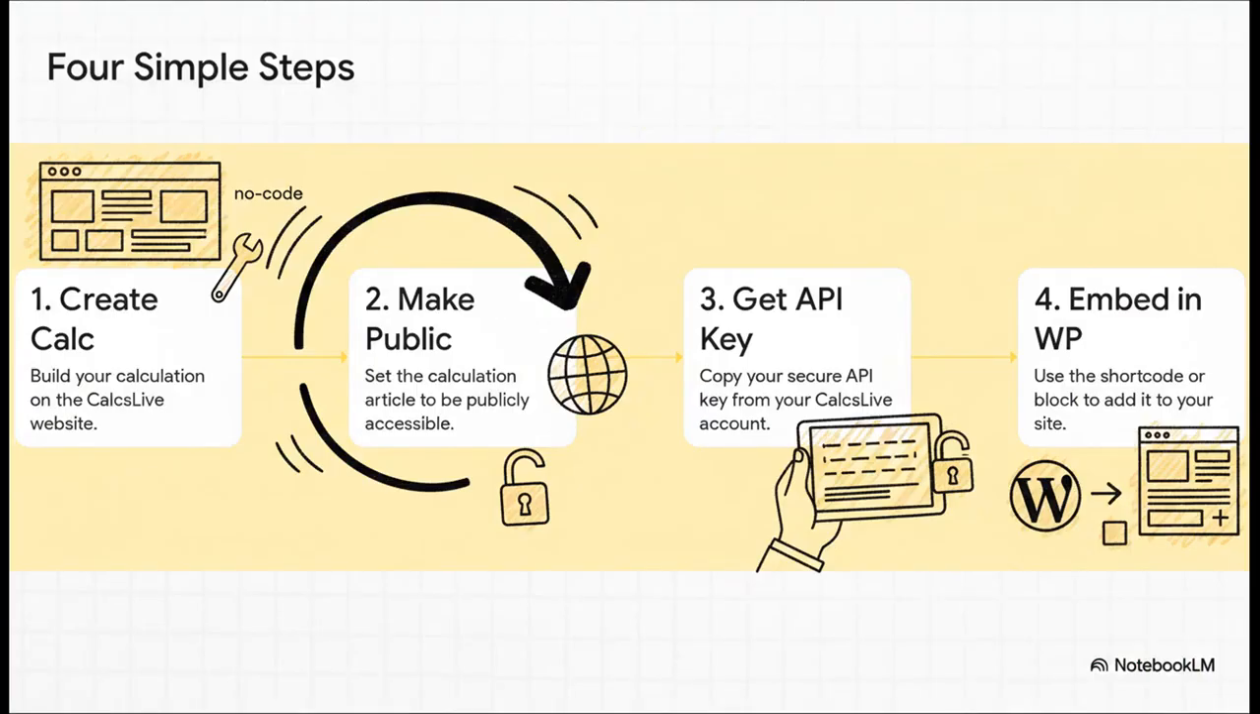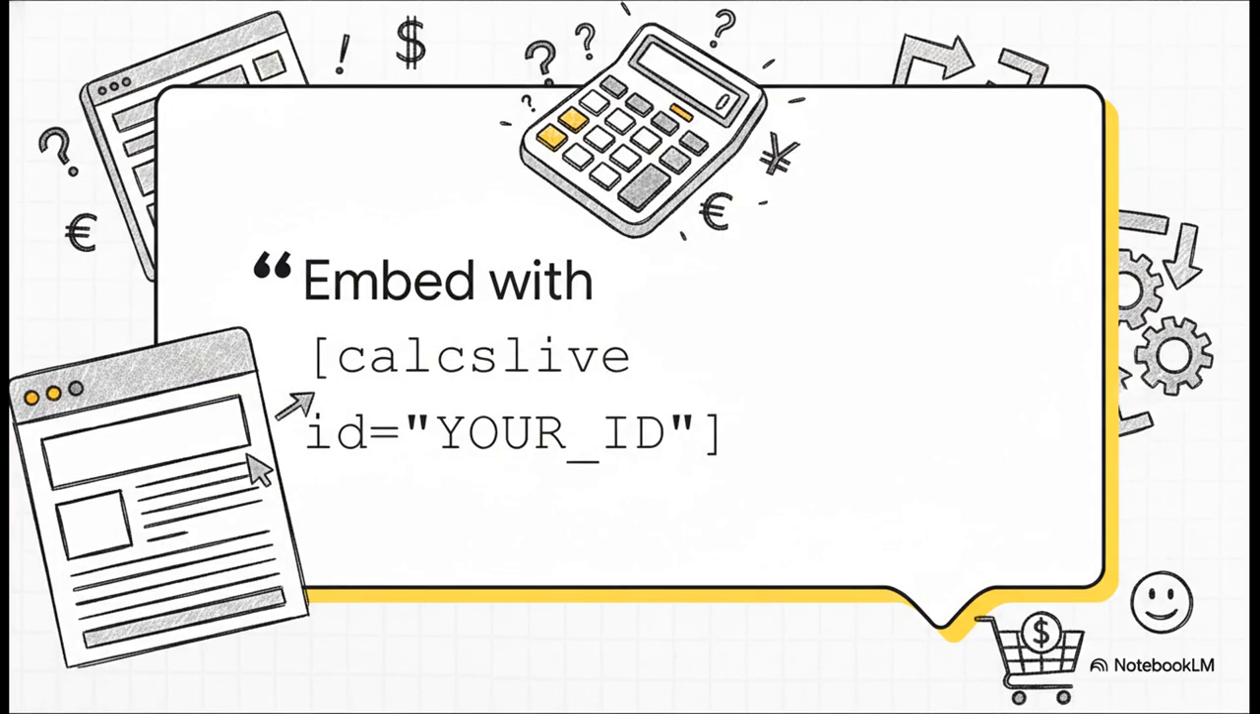First, you build your calculator on their website, and that's the awesome no-code part. Second, you just flick a switch to make it public. Third, you grab your own secure API key. And finally, you just add a simple little shortcode or a block to your WordPress page. And that is it. And when I say simple, I really mean it. This is literally all you have to add to your page. Just that little shortcode with the unique ID for your calculator. I mean, it doesn't get much more straightforward than that.